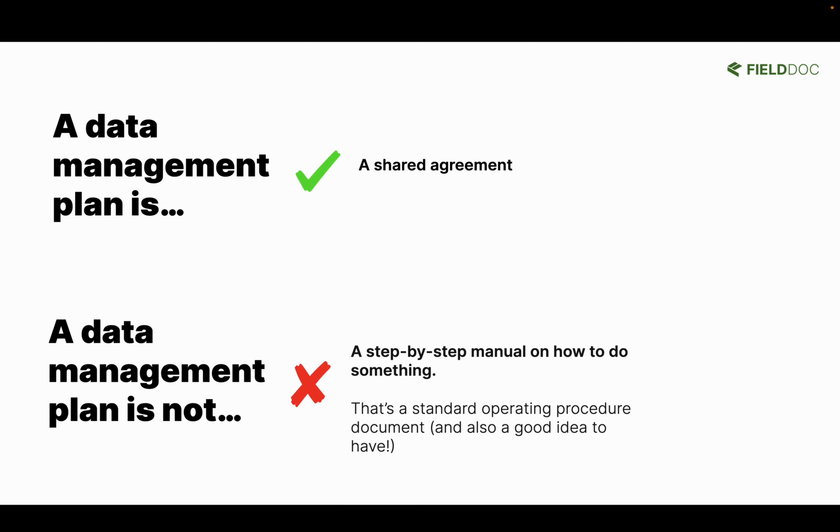What is a data management plan? More or less, it's just a shared agreement. It's how you and all of the responsible parties are going to manage data as it relates to a certain goal and purpose. A data management plan is not a step-by-step manual on how to do something. Sometimes those are useful to have as well, and I like to think of those as a standard operating procedure document. Usually, if you try to put in place in stone how to do something, you're going to get tripped up. But if you have that plan and that guide that just says how we're going to do it, it's going to save you a lot of headaches down the road.